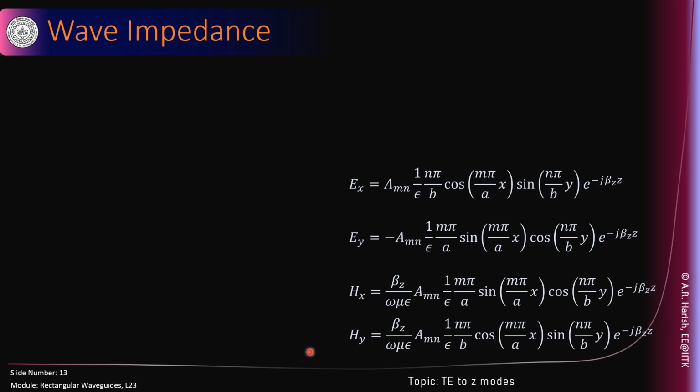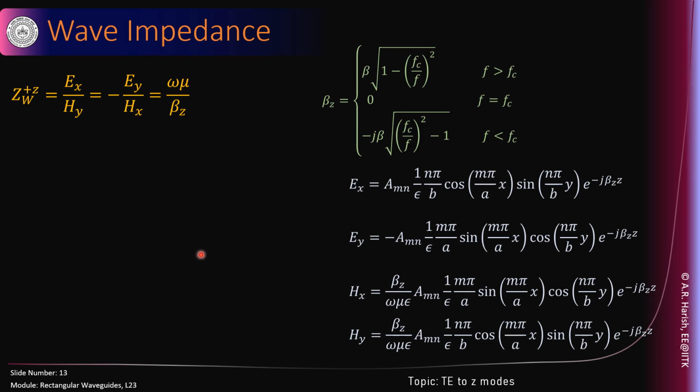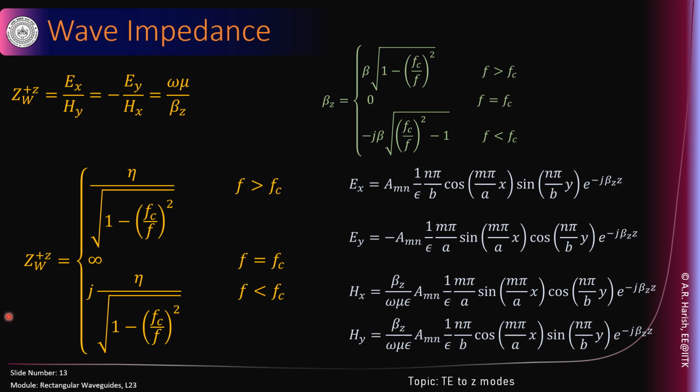Now, we can talk about wave impedance also. We have the field equations Ex, Ey, Hx, Hy, and we can define, for a positive z going wave, impedance as Ex upon Hy, which is also equal to minus Ey upon Hx, is omega mu by beta z. How did you get this last result? It's straightforward. Take Ex divided by Hy and cancel off all these common terms. What will be left is omega mu upon beta z. This epsilon will cancel with that epsilon. That's straightforward. We know the equations for beta z for three different conditions. Therefore, wave impedance is given by these three possible results.